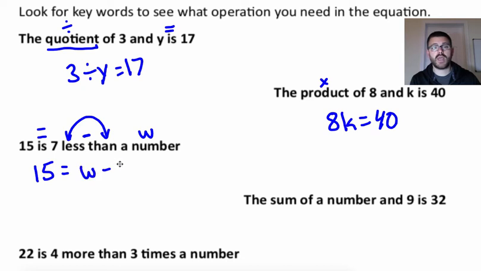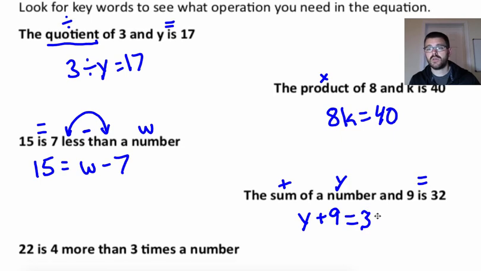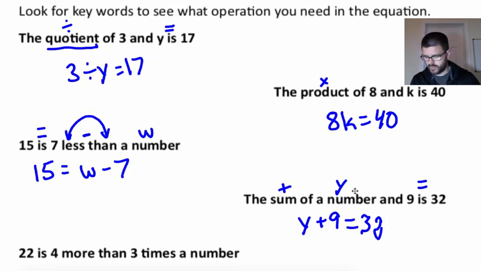So w minus 7. Here we have the sum of a number and 9 is 32. So the sum means we want to add. A number means we don't know what it is. So let's plug in a variable. So I get y plus 9 equals 32. Oh, don't know why it's sliding on me there. Sorry about that. It's a really ugly 32.